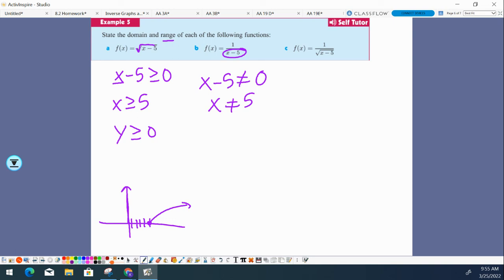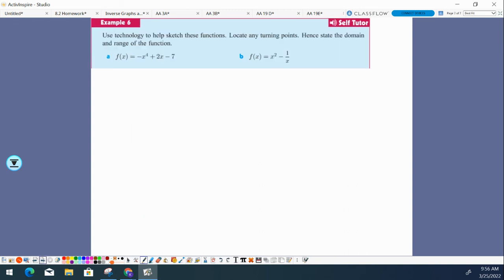This one has both the big problems. It's in the denominator and it's under the square root. That means x minus 5 has to be greater than 0 and cannot equal 0 because it's in the denominator. So x has to be greater than 5. So I would say on these problems, just worry about the domain values and just find what x can equal or not equal. Then for the last problem, they want you to use technology.